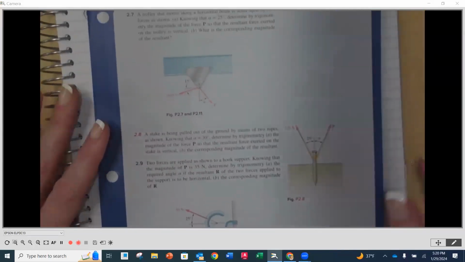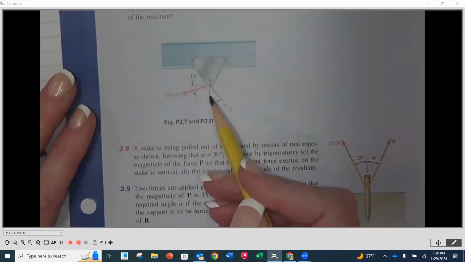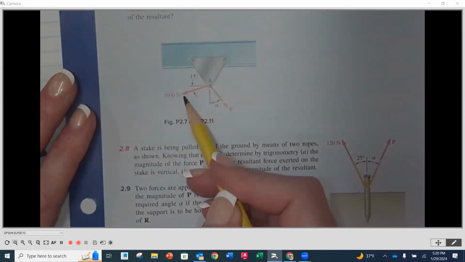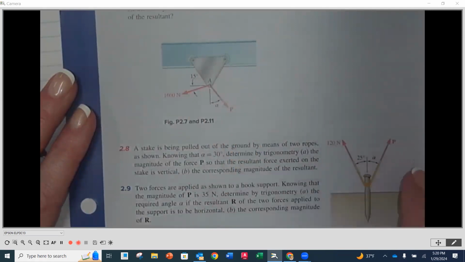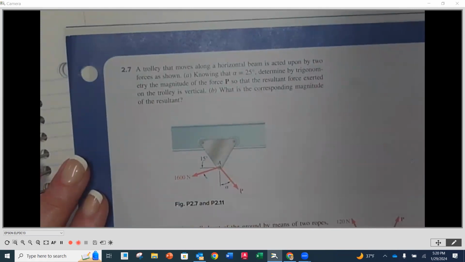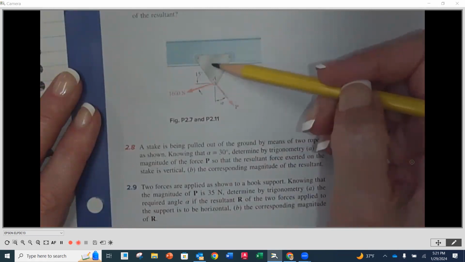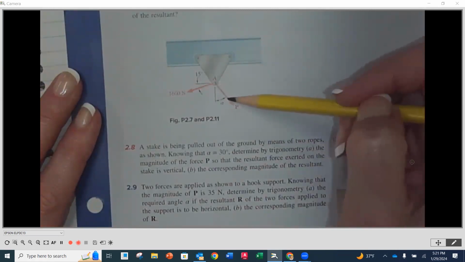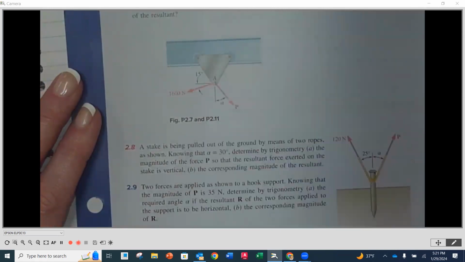There it is. The next problem we have is this one right here. It's a trolley wheel, and it has two forces that are acting on it at point A. We have 1600 newtons at that 15-degree angle, and then we've got P at alpha. Alpha is given up in the problem as 25, and it's really the very same problem as the previous one. In this case, we have our resultant that's going to be vertical, and we need to calculate what P is going to be and what that resultant is, okay, based on the information that you have here.